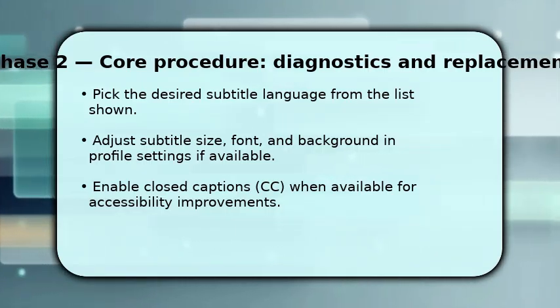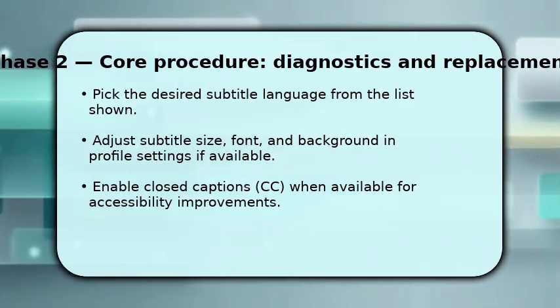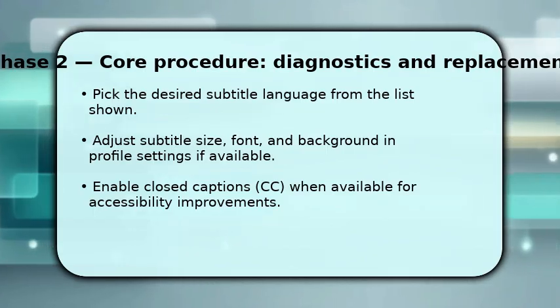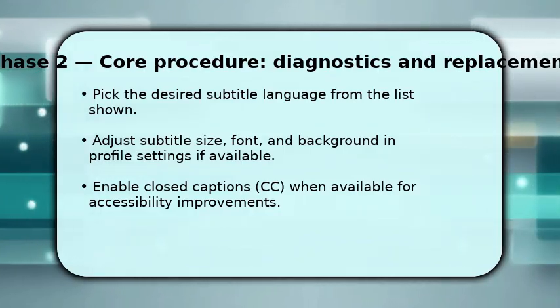If the default looks off, go to your profile's subtitle appearance settings to change font size, color, and background for readability. This helps in bright rooms or on small screens. For accessibility, choose closed captions if provided, since they include speaker labels and sound cues. Remember, customization is per profile, so changes stick to you.